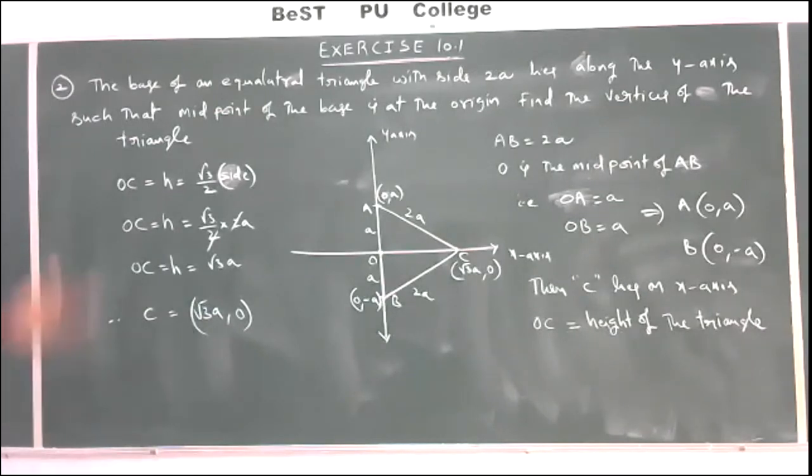So the vertices of the equilateral triangle ABC are A (0, a), B (0, minus a), and C (root 3 a, 0).